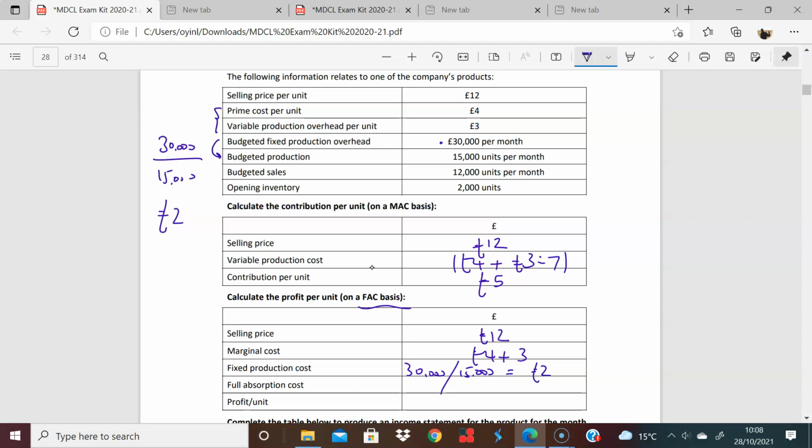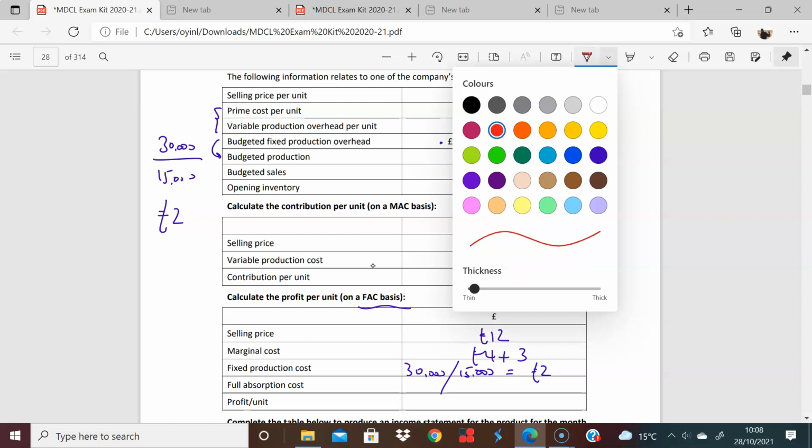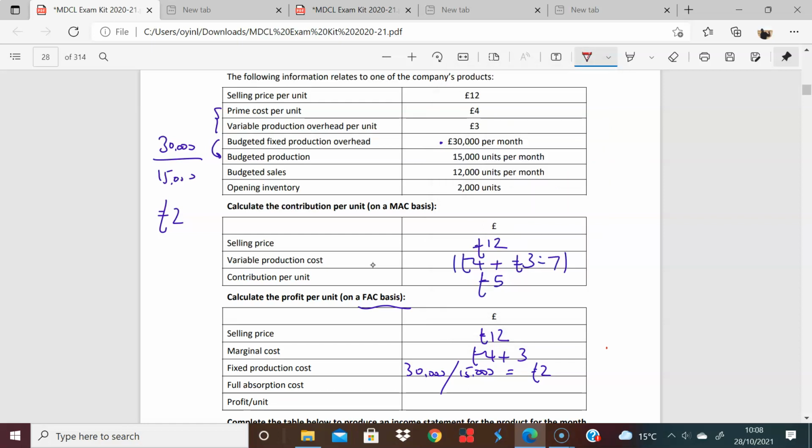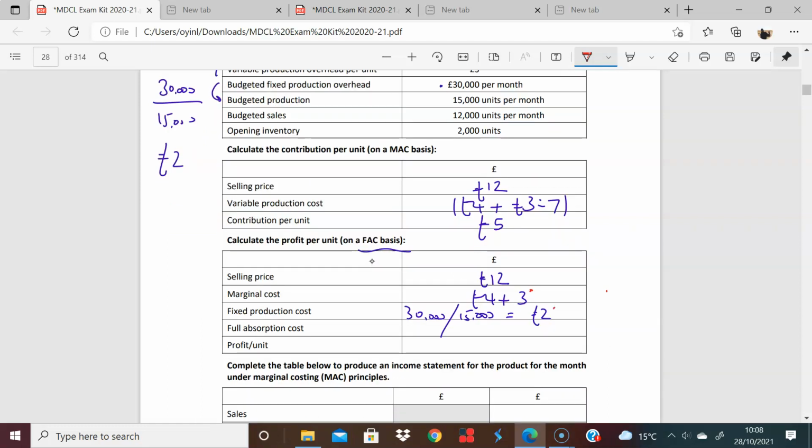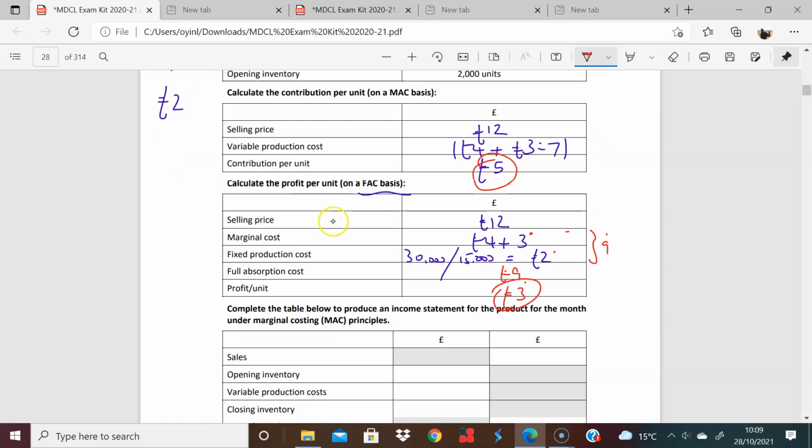So in effect, what you now have is a full cost of the 7 and the 2, making a total of 9, giving you a full absorption cost there of 9, and therefore your profit per unit is 3. 12 minus 9 is 3, right? So here your contribution is 5, and here your profit is 3. There's that extra 2. Right, that's the first step.